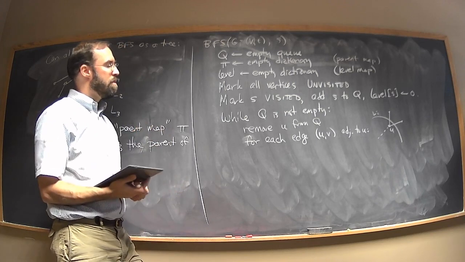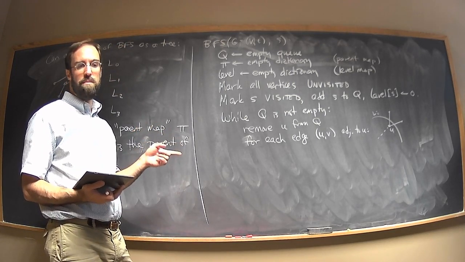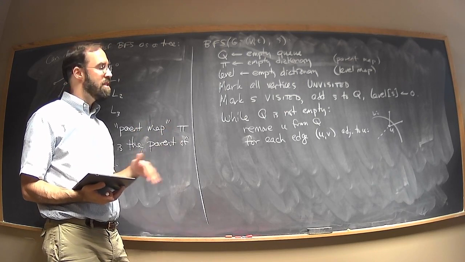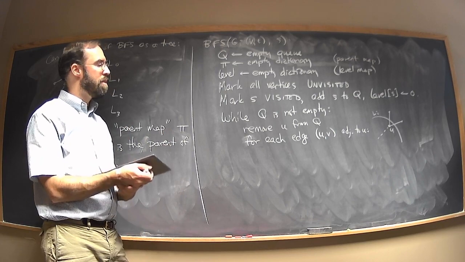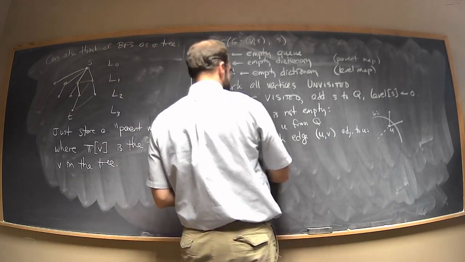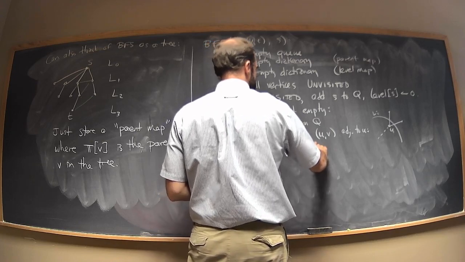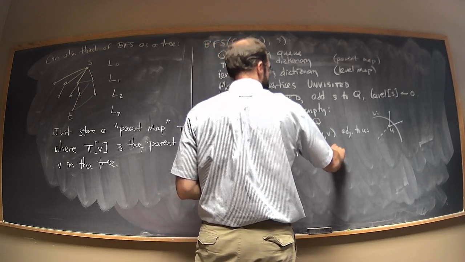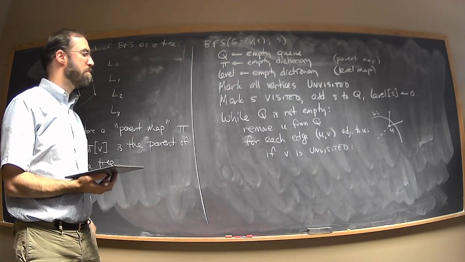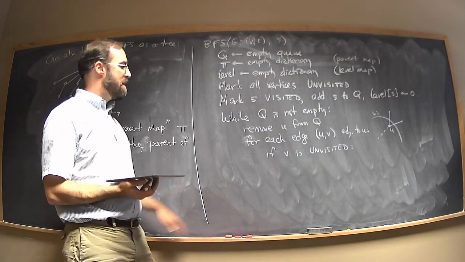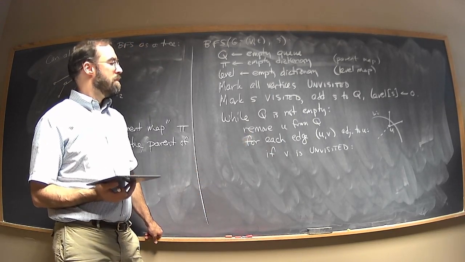Okay, so one thing that could happen is that maybe we've already visited v. Maybe we've already seen v. In that case, we don't want to do anything, because we're pretty much done with that vertex. So I definitely want to have an if here that says if v is unvisited, and I won't have an else because there's nothing I want to do in that case.